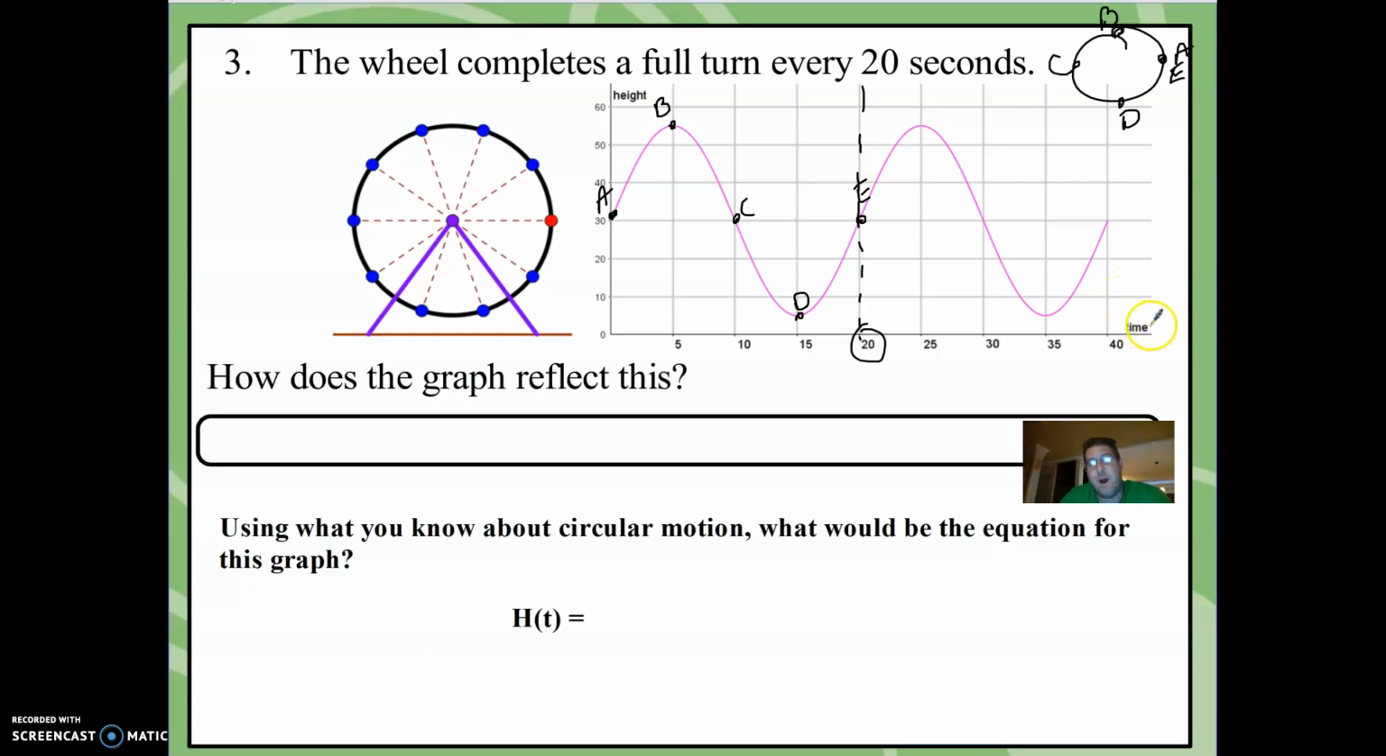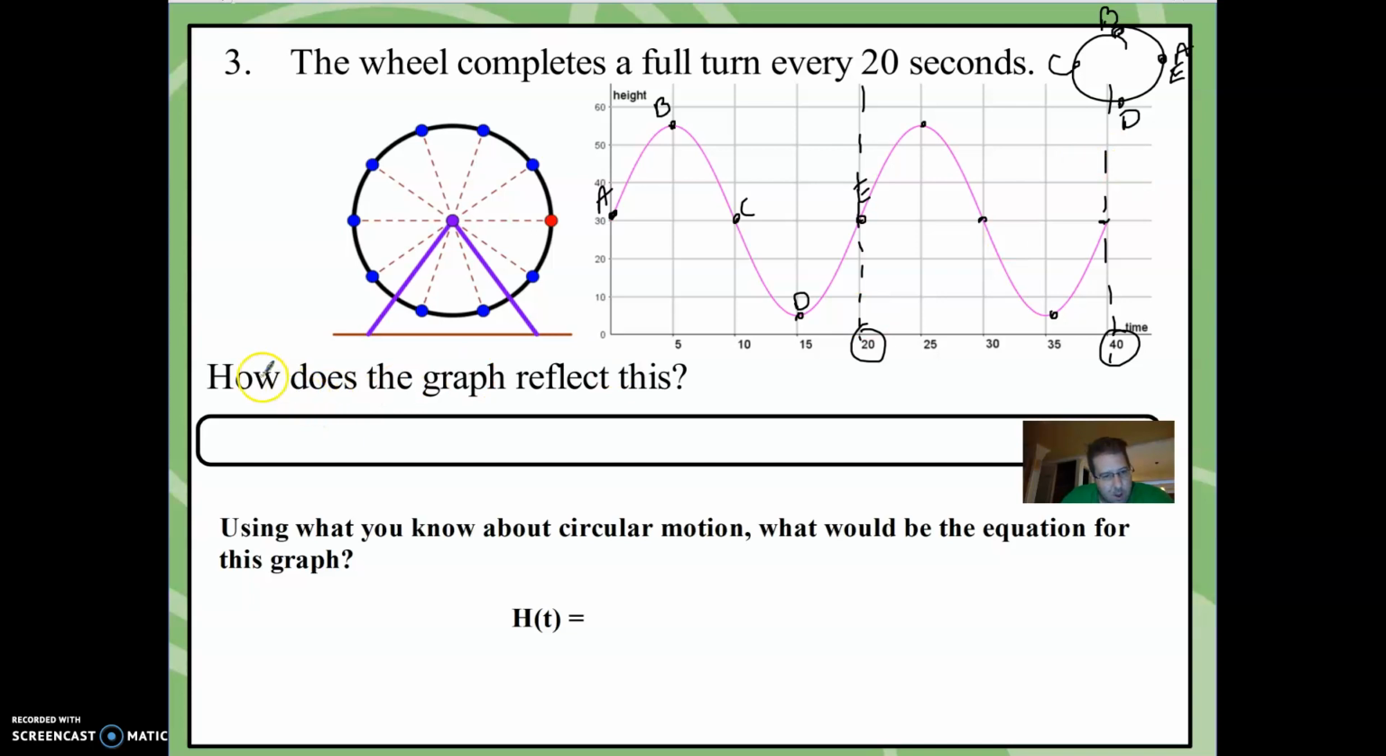Sometimes they will only give you a half a rotation on the graph. So you really have to understand how long it takes to complete one rotation by looking at the graph and seeing how many 90-degree rotations it did. So this goes A to B to C to D to E. So this is actually 2 full rotations, which makes sense because that's 40 seconds.